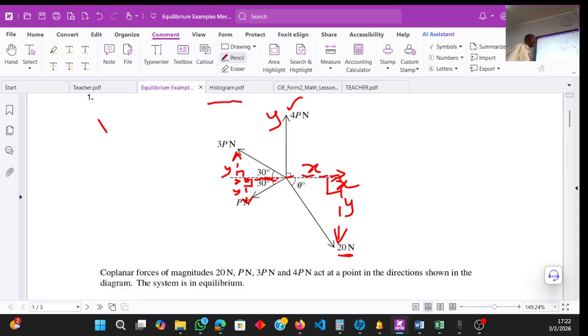So we need the information which is going to guide us as to how the calculations will be done. We are told that we have coplanar forces of magnitude 20 newtons, p newtons, 3p newtons, and 4p newtons. They point in the directions shown within the diagram. The system is experiencing equilibrium. So the moment we are told of equilibrium, it means we are interested in a balance between the x and the y axis.